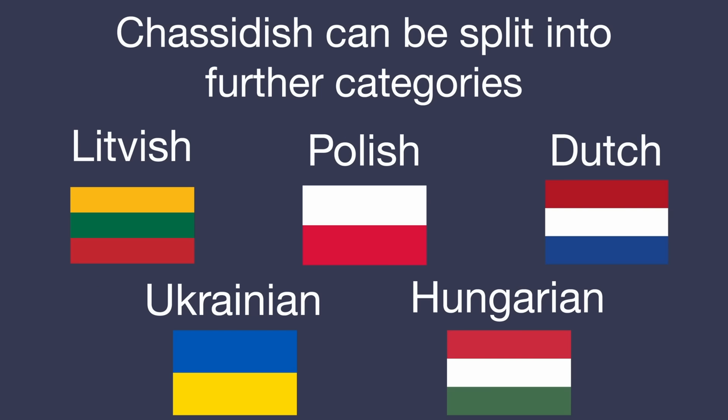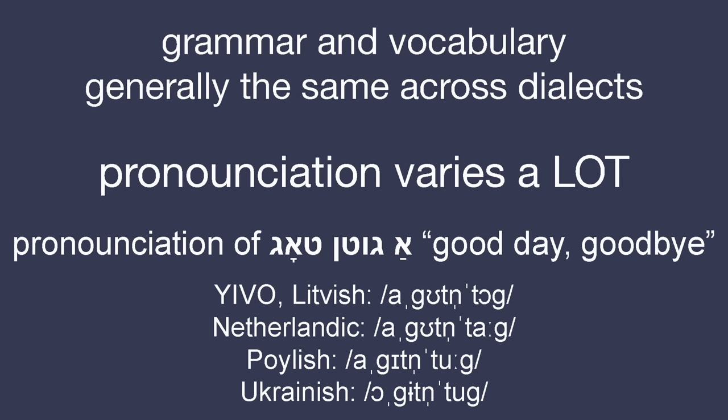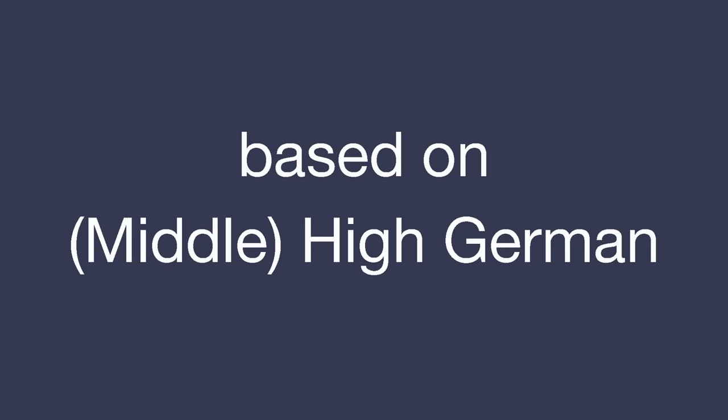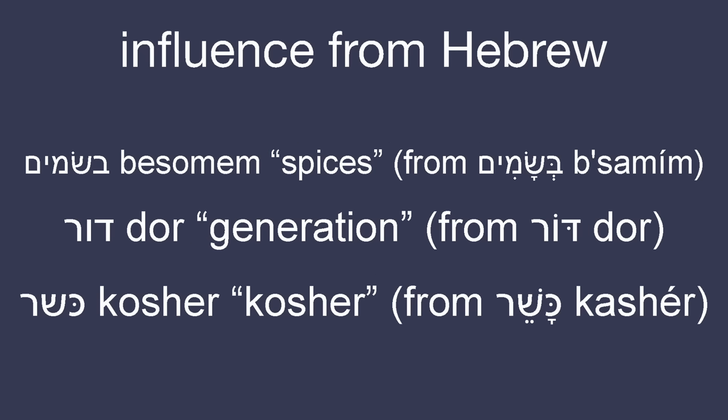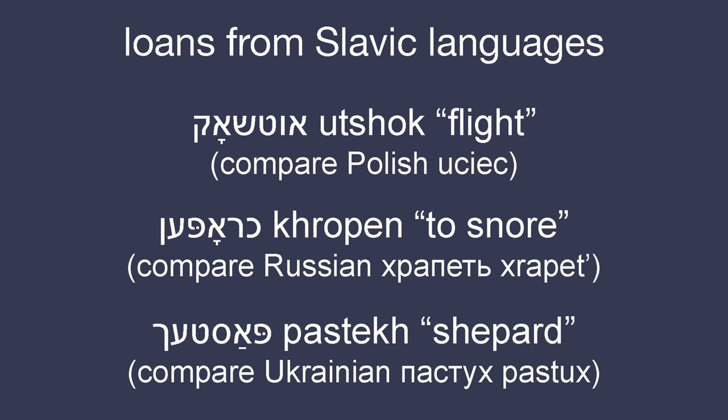Chasidish is more of a catch-all term, and can be further subdivided by country, like Litvish, Polish, Dutch, Ukrainian, and Hungarian. Across all dialects, vocabulary words and to a lesser extent grammar are mostly the same, but pronunciation can vary a whole lot. Yiddish is generally based on High German with influence from Biblical Hebrew, and many loanwords from Slavic languages due to close proximity.